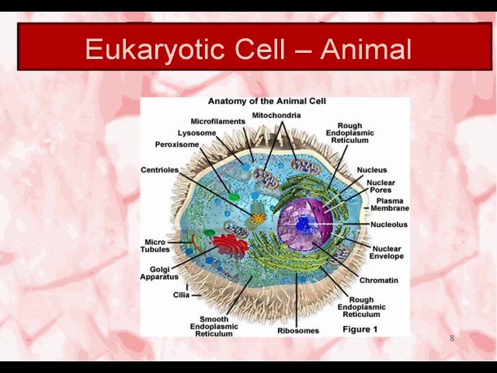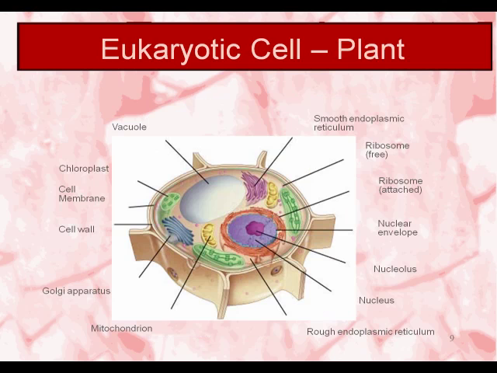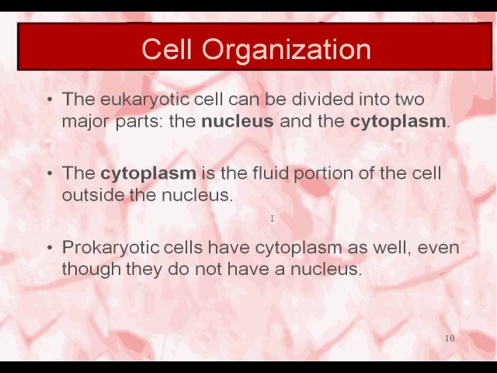Here you will find a eukaryotic picture of an animal cell. Notice the nucleus. Here's a picture of a eukaryotic plant cell. Again, note the location of the nucleus. The eukaryotic cell can be divided into two major parts, the nucleus and the cytoplasm. We have discussed the nucleus on the previous slide. The cytoplasm is the fluid portion of the cell outside the nucleus.